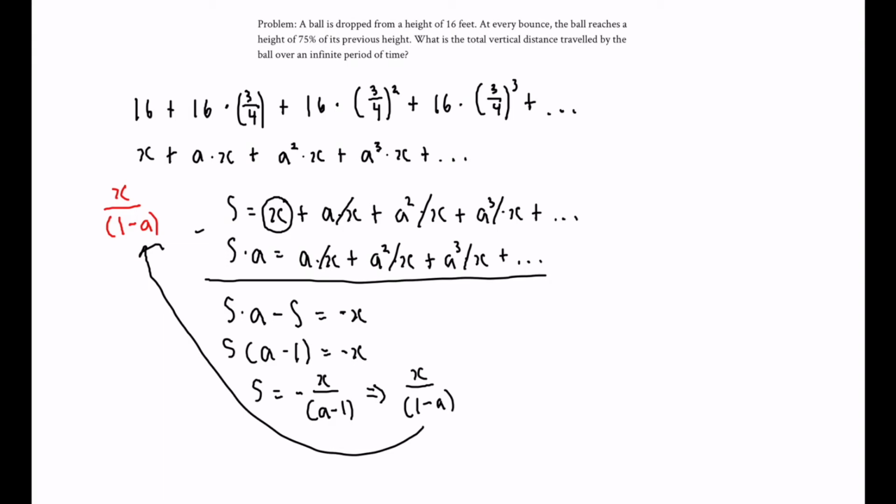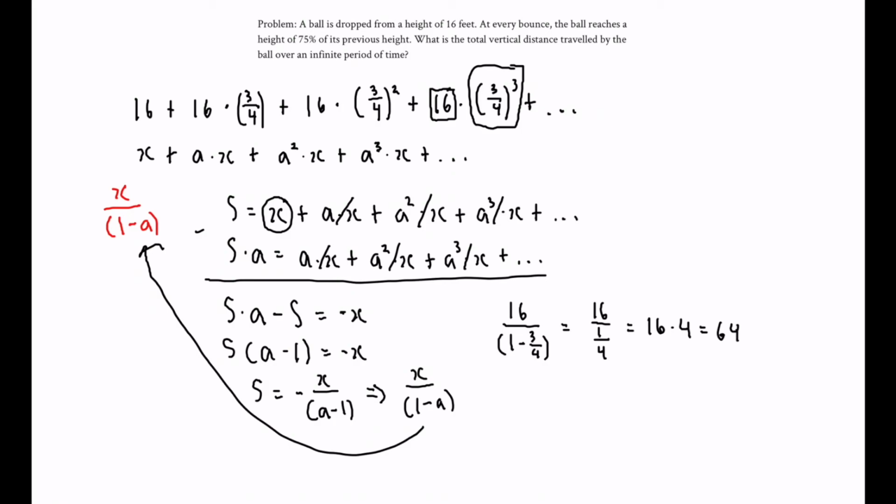Our equation requires an x and an a. If you look back, a is 3 over 4, as this is the number we're raising to a certain power, and 16 is our x, as this is our constant that we keep multiplying by. So after plugging this into our equation, we get 16 over 1 minus 3 over 4, which is equal to 16 over 1 over 4, which is equal to 16 times 4, or 64.